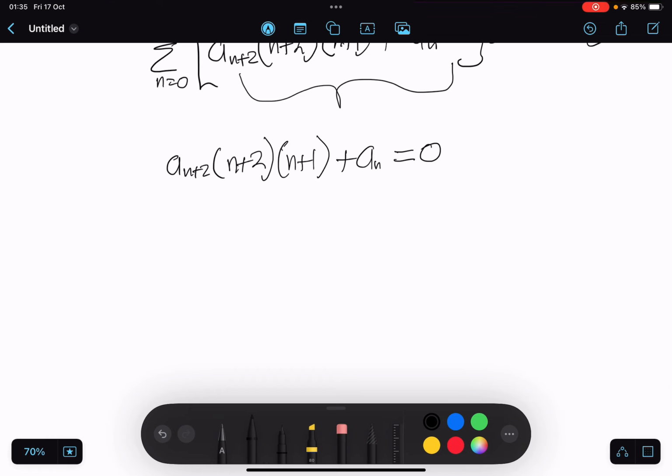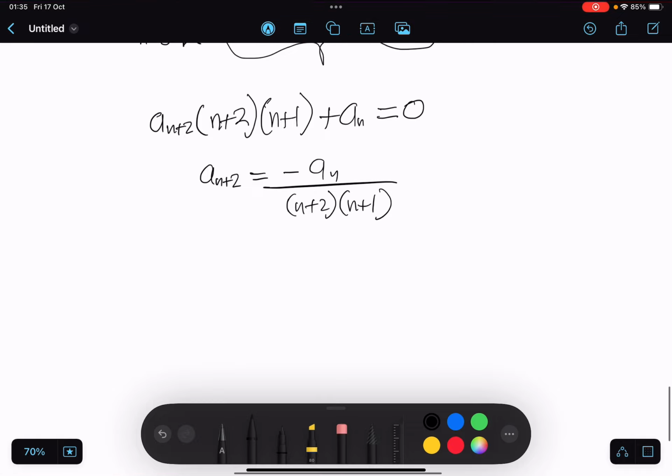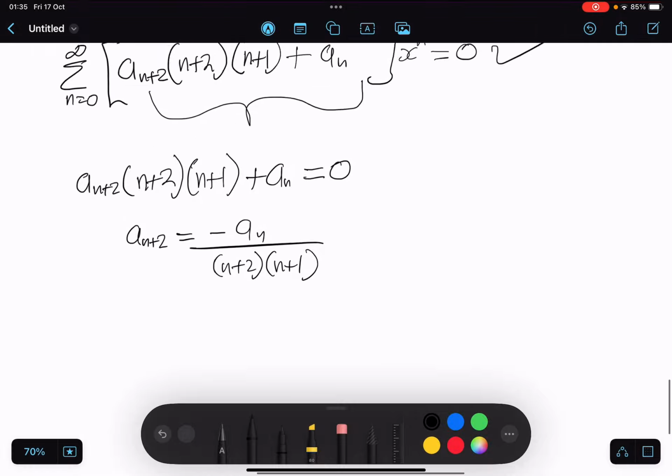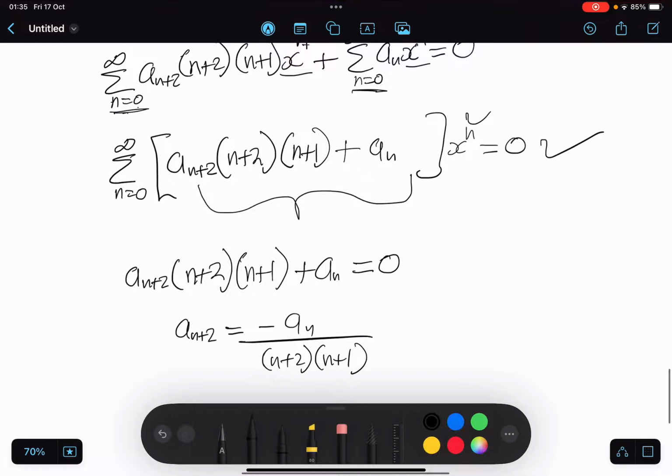So now I'm going to make a_(n+2) the subject of the formula. So a_(n+2) equals minus a_n over (n+2)(n+1). Then from here, I'm going to evaluate. Remember, we are saying from n equals 0 to infinity.